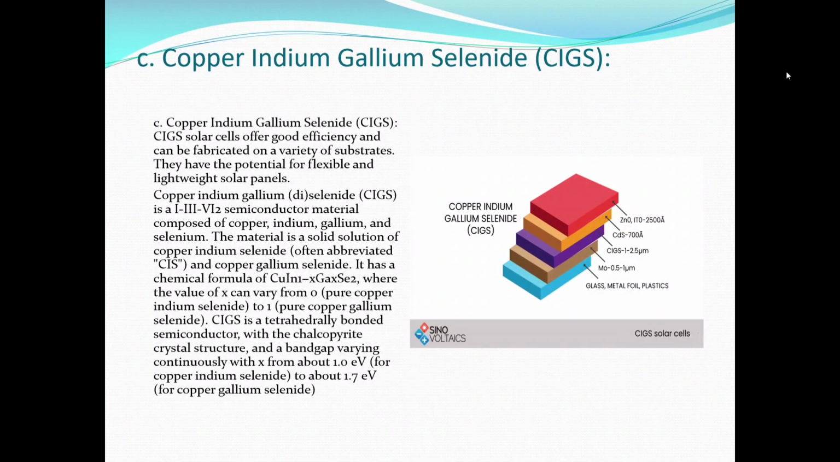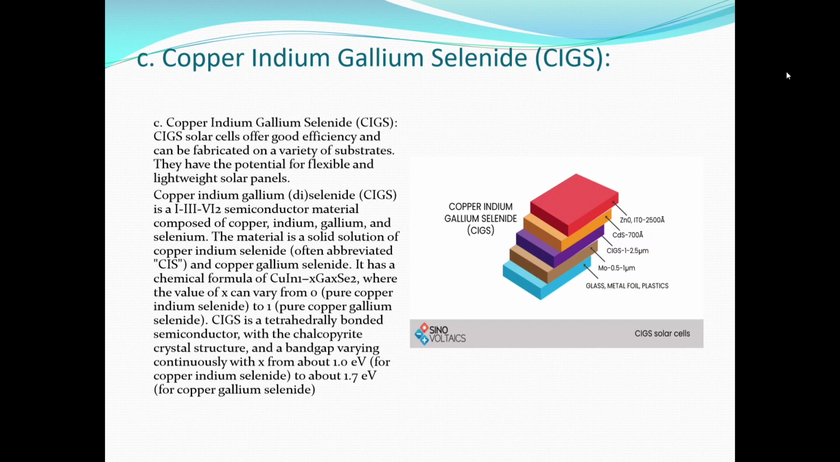Copper indium gallium selenide, that is CIGS. CIGS solar cells offer good efficiency and can be fabricated on a variety of substrates. They have the potential for flexible and lightweight solar panels.